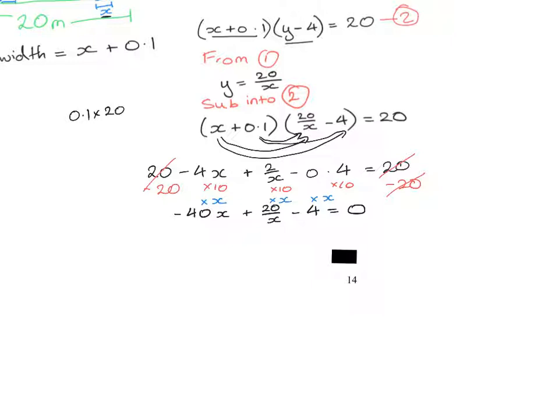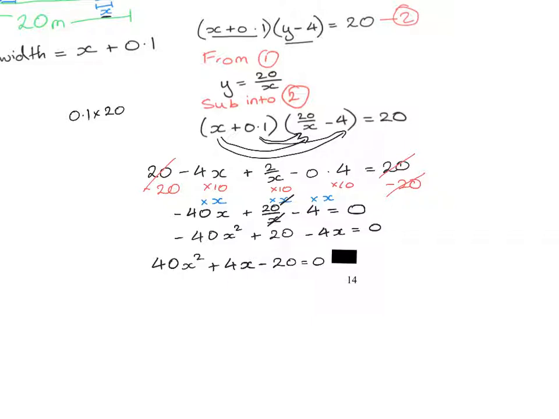So that first term becomes negative 40x squared. The second term, well, luckily the x's cancel out, which was the purpose of all that. So I'm going to add 20. And then the last term becomes negative 4x equals 0. Now I'm going to move everything to the right-hand side so my x squared term becomes positive. And I get that. And then I would probably use the quadratic formula to solve that.